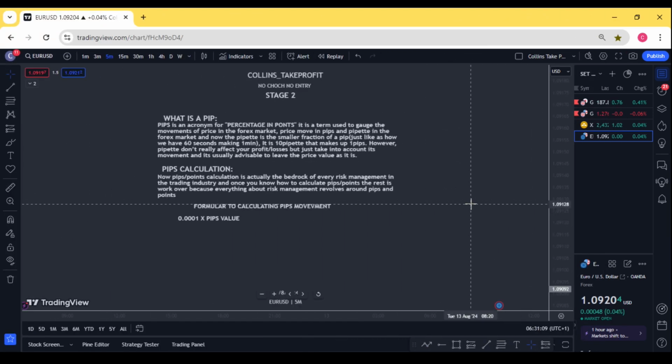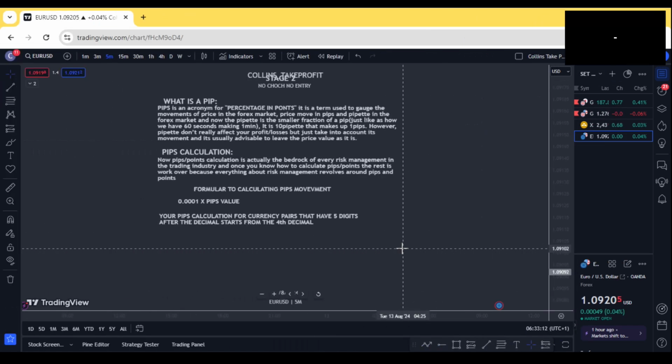The pips and points calculation is the bedrock of every risk management system in the trading industry, and once you know how to calculate pips and points, the rest is a walkover. I'm going to give you a very simple formula to calculate pip movement. Before you do this, you have to know the asset you're calculating the pip value on. Some assets have 5 digits, and for those assets, the pip calculation starts from the 4th decimal.